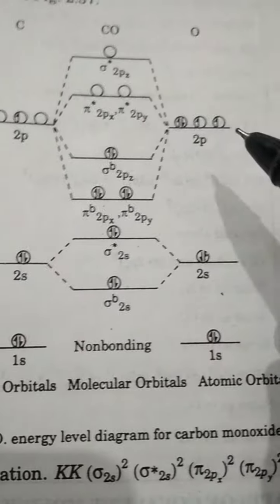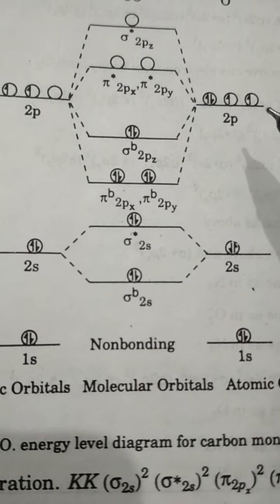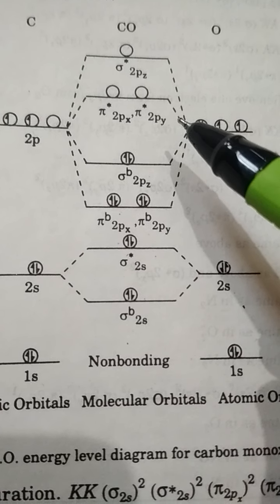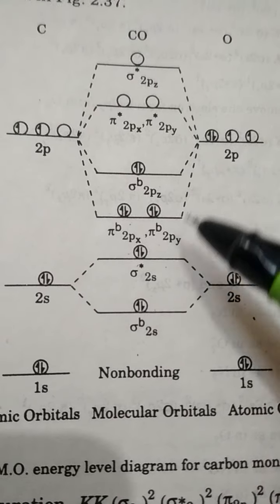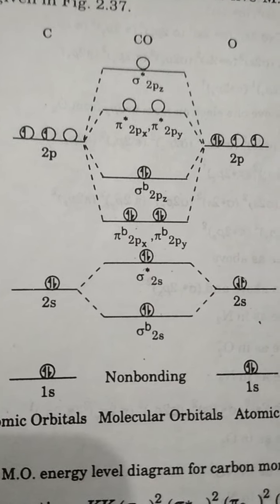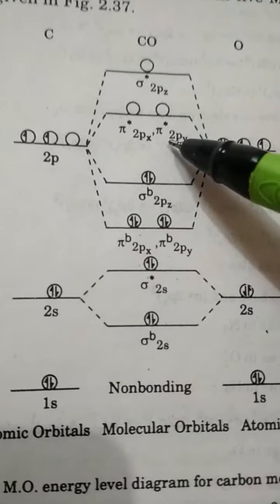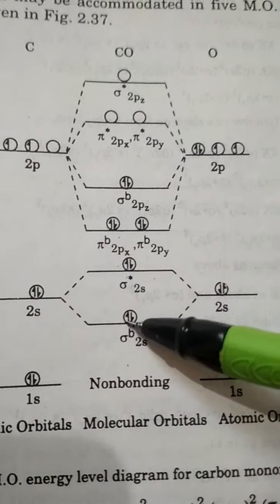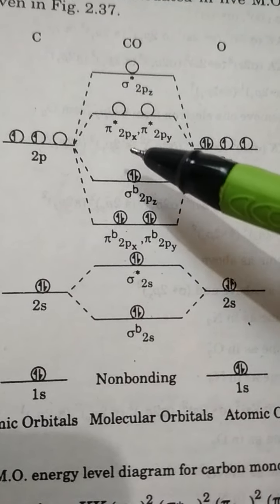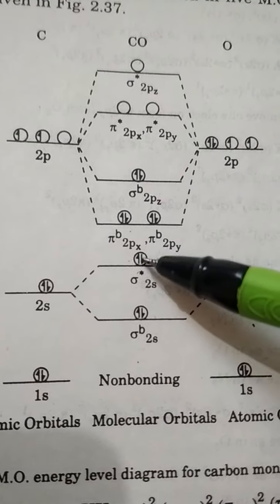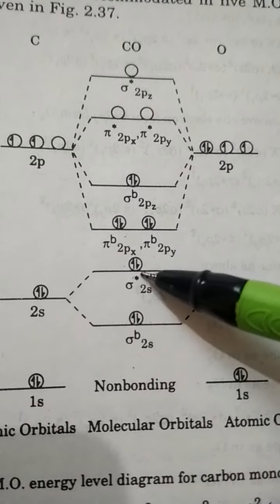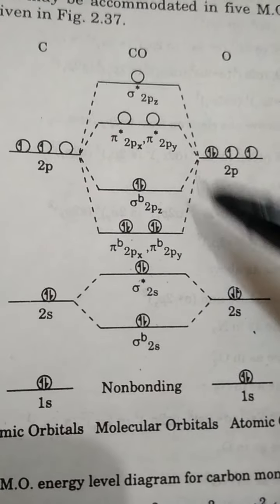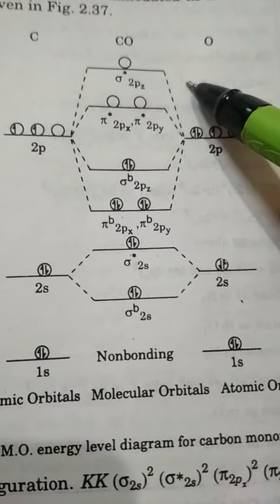Now the next property is bond order. Bond order formula, you know, is 1/2 of the number of electrons in bonding minus the number of electrons in anti-bonding. So here we calculate the number of electrons in bonding, 6 plus 2, 8, and in anti-bonding there are only 2 electrons. So 8 minus 2 is 6, divided by 2 will be 3. So the bond order for CO is 3. That means it has a triple bond.